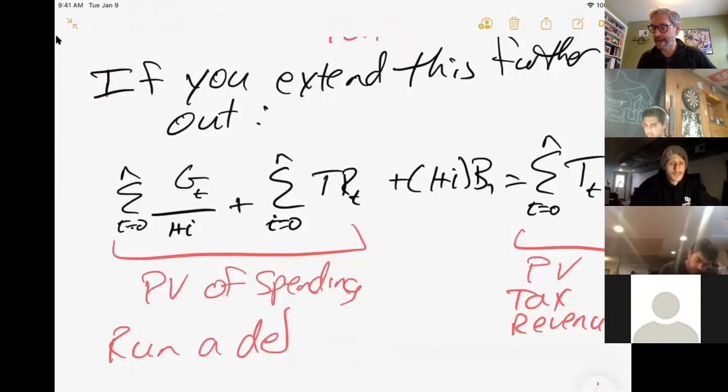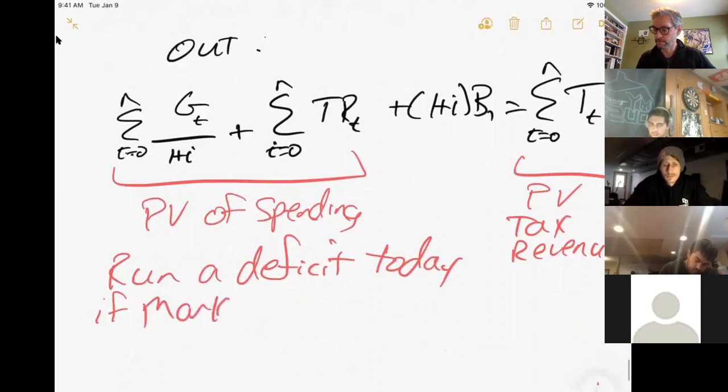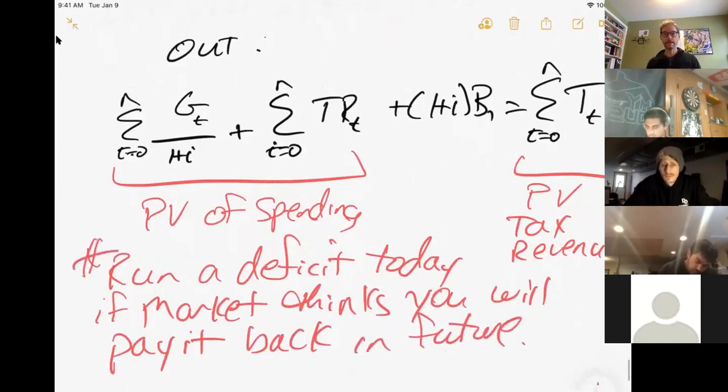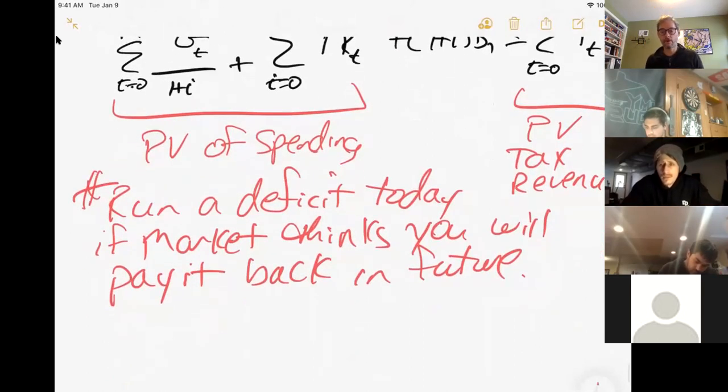So in other words, to put this a different way, you can run a deficit today if the market thinks you will pay it back in the future. That's the simple intuition, that it's okay to run a deficit today as long as markets think that you'll pay it back in the future. If they think you're going to pay it back, then you're not violating this equation that the present value of spending has to equal the present value of tax revenue.